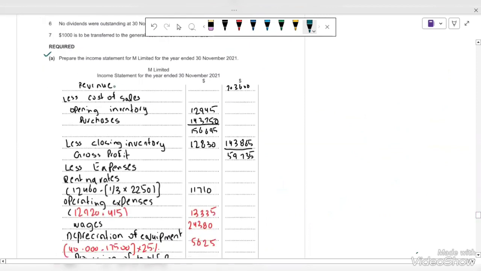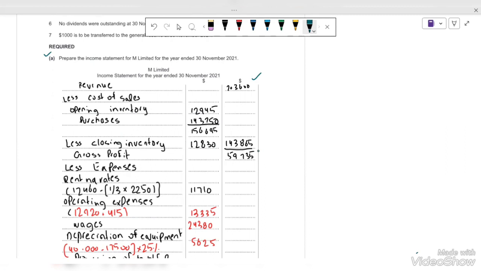First of all, our first section is about the revenue. Cost of sales, in which opening inventory was 12,945 and purchases was 143,750, and the closing inventory is 12,830. So we have to add opening inventory and purchases, and after that we have to deduct the closing inventory from it.